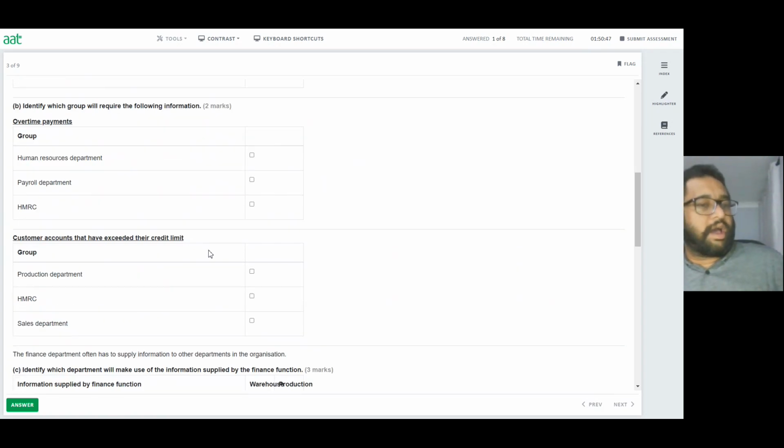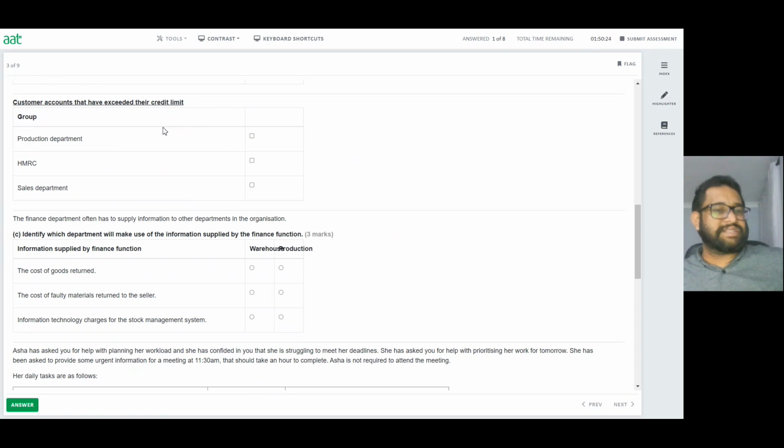And then look at part B here. Identify which group will require the following information. Overtime payment. Who wants to know? It's going to be the payroll department, because they're the ones who deal with those payments, aren't they? HMRC or the HR department might not have anything to do with it directly, because they need this directly through the payroll department. And then we'll look at the customer account that has exceeded the credit limit. So you're going to look at who might be interested in that one.